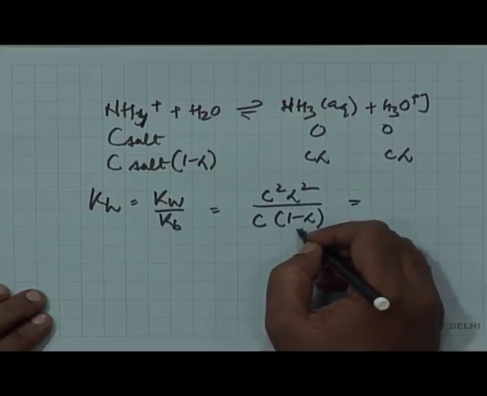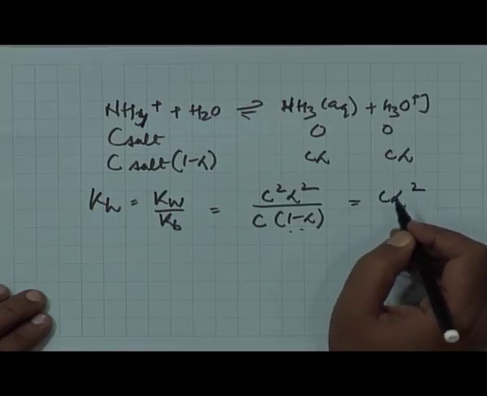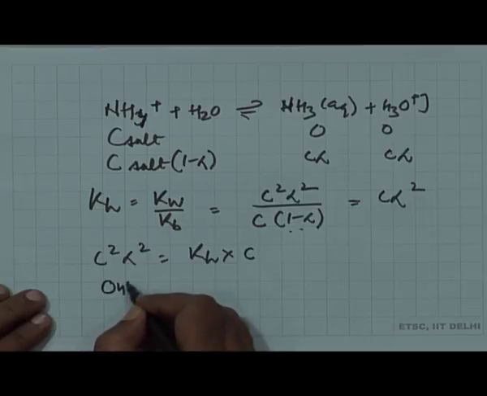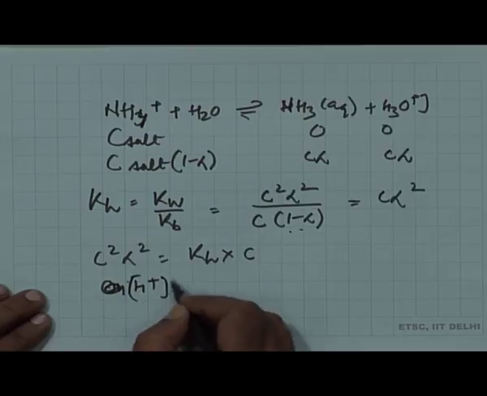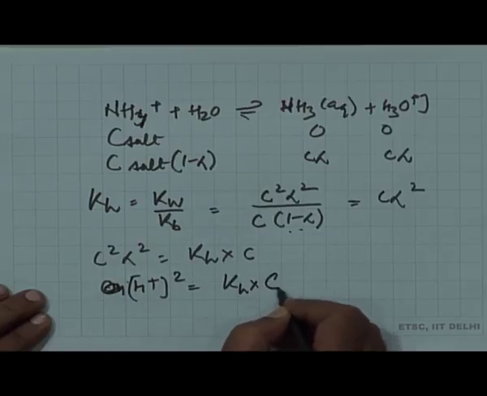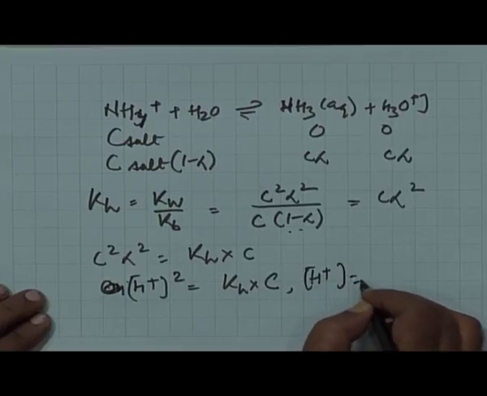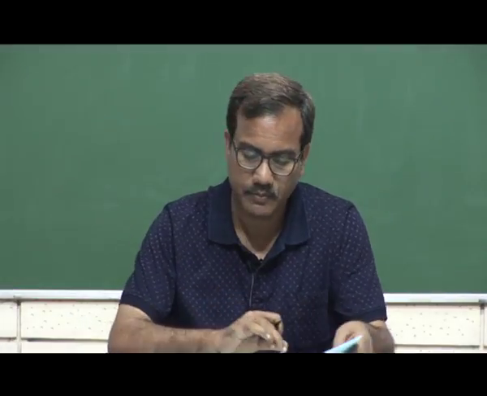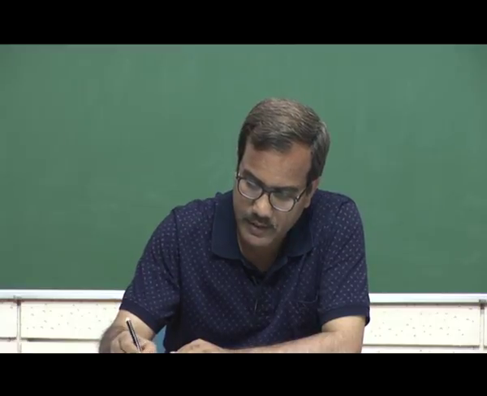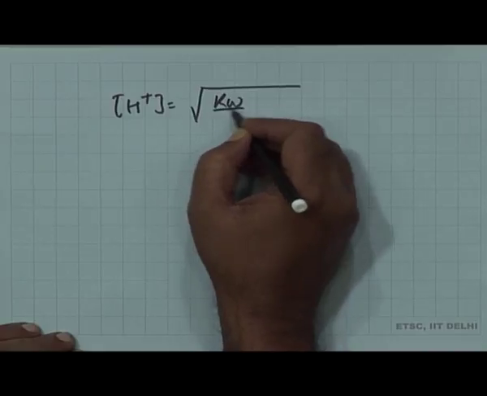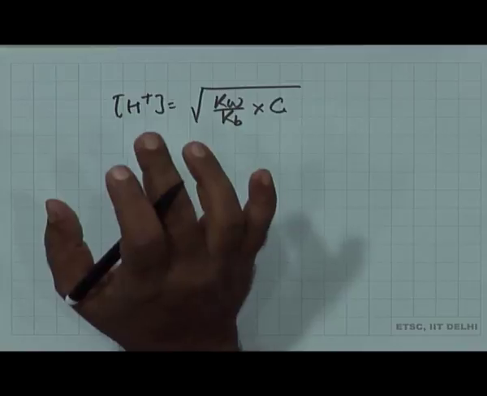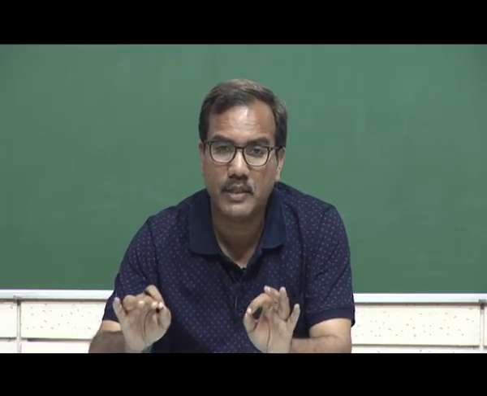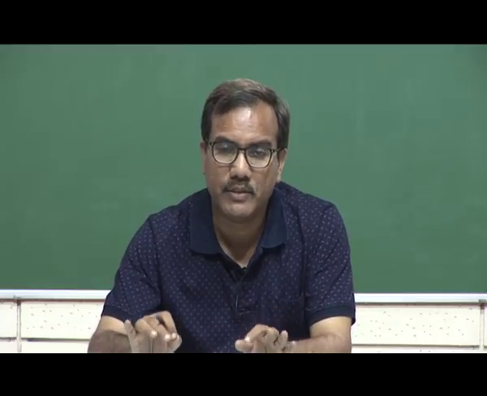And if alpha is quite small compared to 1, we can simply write C alpha square. So, C square alpha square is simply KH into C, and this is nothing but H plus ion square or H3O plus square, and this is your KH into C. So, H plus ion concentration can be calculated by taking the square root of KH into C. And we know that KH is Kw by Kb, so it is Kw by Kb into C. It is quite easy if you understand how to derive this equation and how the ions behave in the aqueous solution, it is quite easy to write an equation.